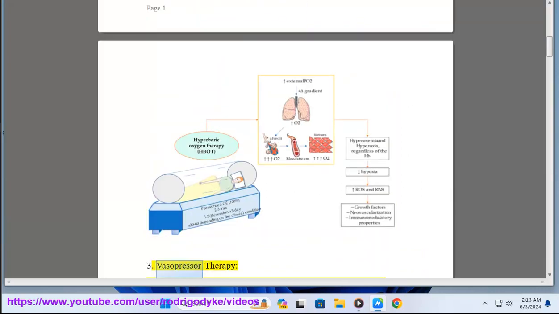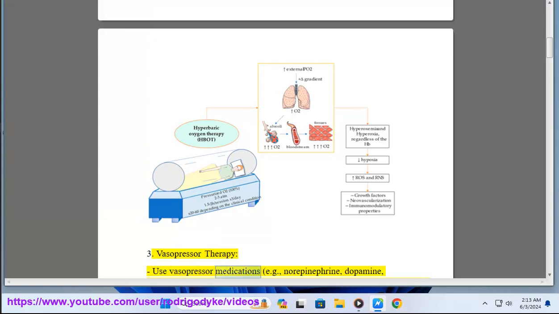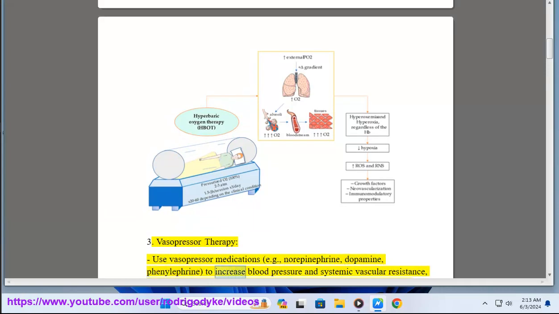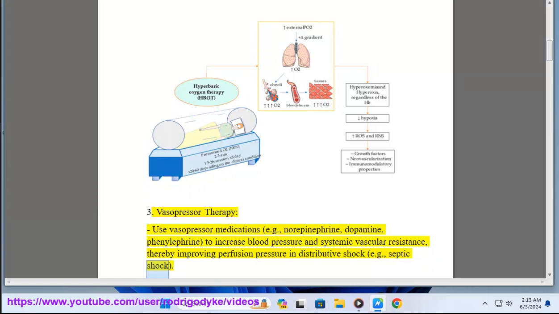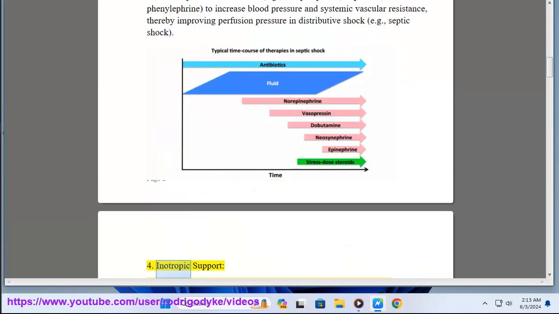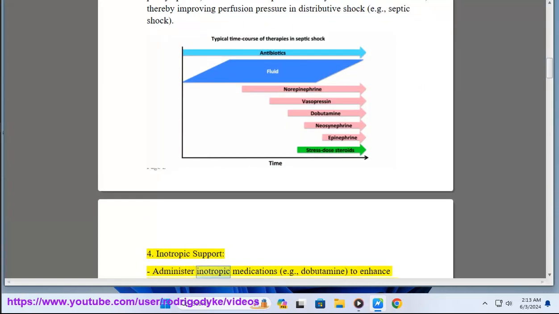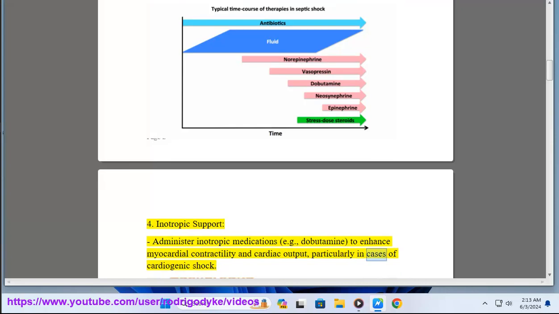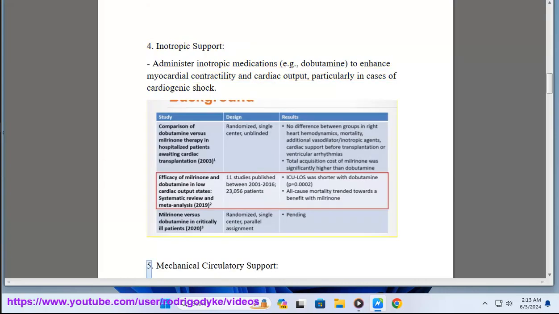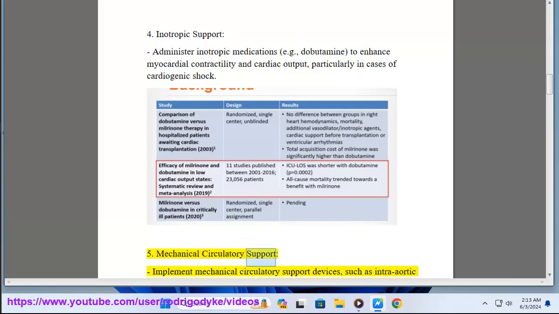3. Vasopressor therapy. Use vasopressor medications, for example norepinephrine, dopamine, phenylephrine, to increase blood pressure and systemic vascular resistance, thereby improving perfusion pressure in distributive shock, for example septic shock. 4. Inotropic support. Administer inotropic medications, for example dobutamine, to enhance myocardial contractility and cardiac output, particularly in cases of cardiogenic shock.